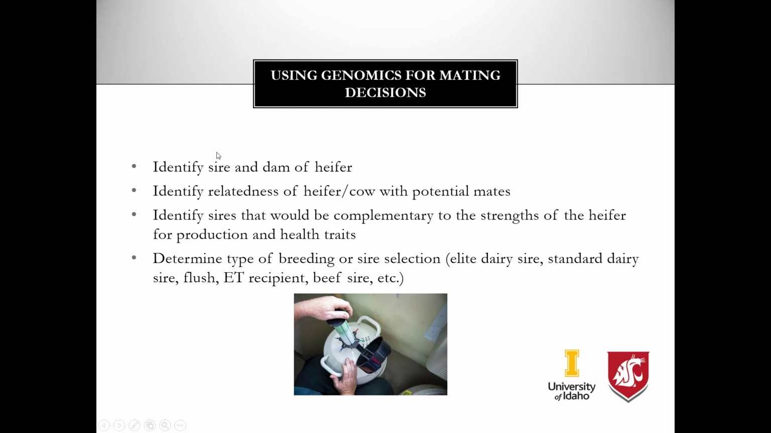So I would use genomic selection for identifying the sire and dam of the heifer, and we know that there are oftentimes mistakes made there on mispaternity. Identify relatedness of heifers and cows with potential mates. You could identify if they have DNA regions that are in common, and so this might help you limit inbreeding. Identify sires that would be complementary to the strengths of the heifer for production and health traits, so that really moves your genetic progress more rapidly. Or, as I mentioned earlier, determine the type of breeding or sire selection that you would like to use.